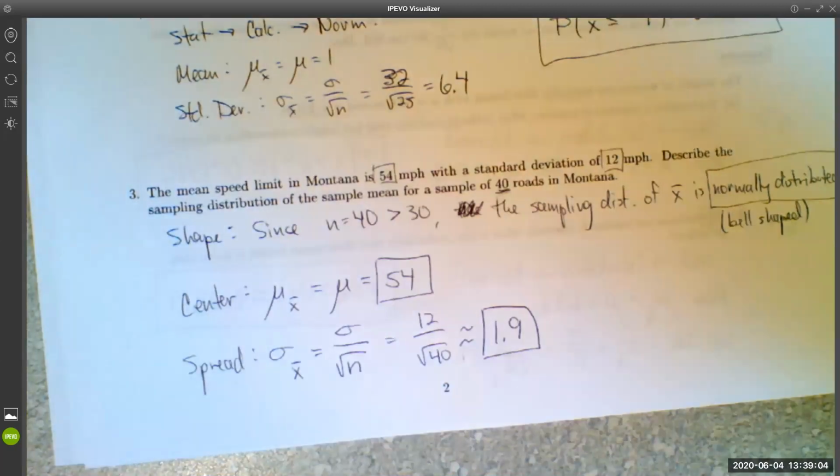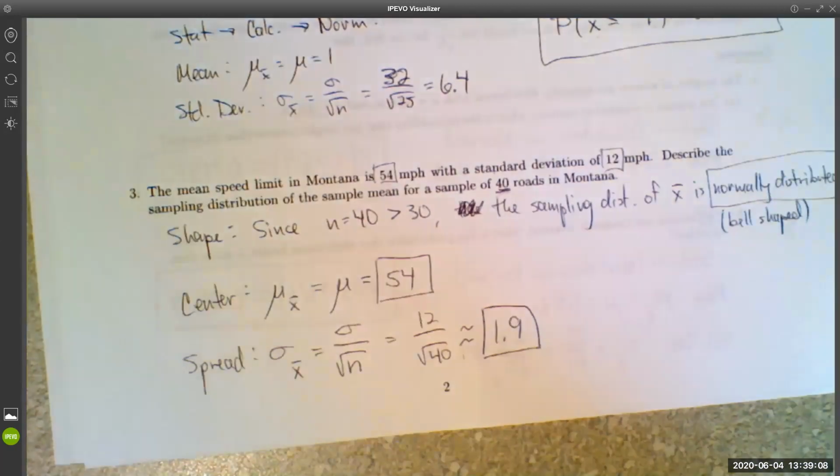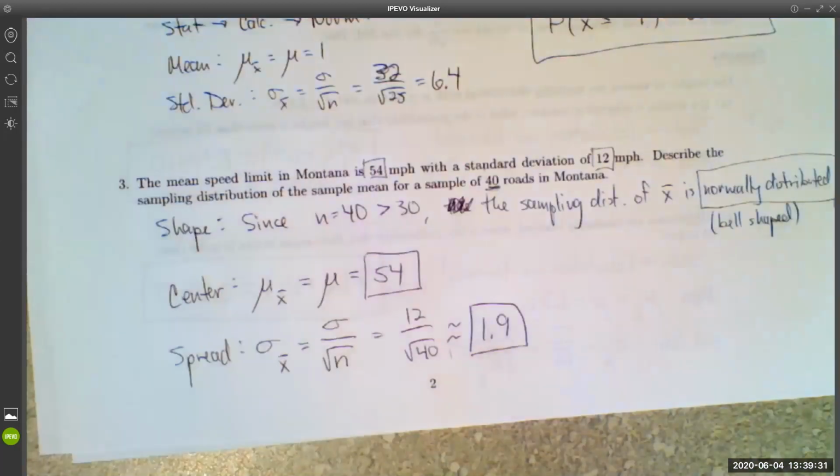Now you may wonder, what if your sample size is not greater than 30? What if it's less than 30? Well, the shape of X bar is still going to be normally distributed if the underlying population is normally distributed. Now, if the underlying population is not normally distributed, say it's skewed left, and your sample size is only like 12 or something, then you don't know what the shape of the distribution is, right? There's not enough information to answer this question. You'd have to actually look at the raw data to work that out, okay?